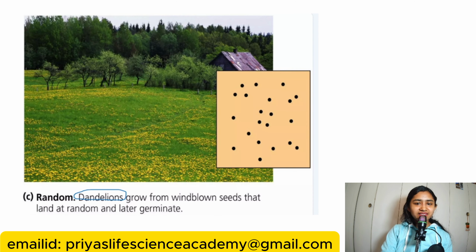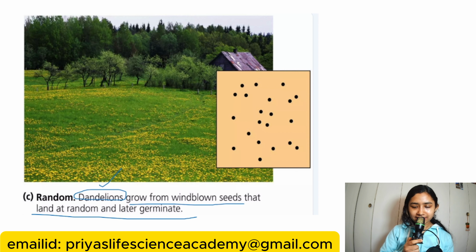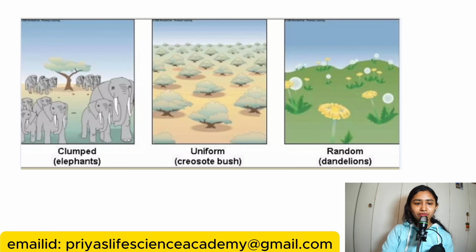We can see such kinds of individuals especially in plants. Dandelions grow from wind-blown seeds that land at random and later germinate. There are available resources all over the land, so they can grow nicely. So this is a random distribution, but it is a rare kind of distribution. Here you can see clumped elephants, uniform creosote bush and random dandelions.